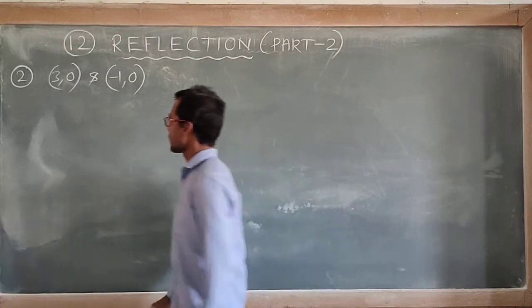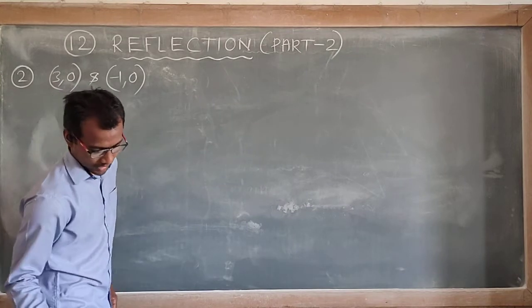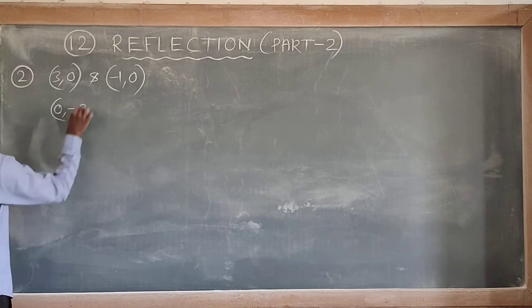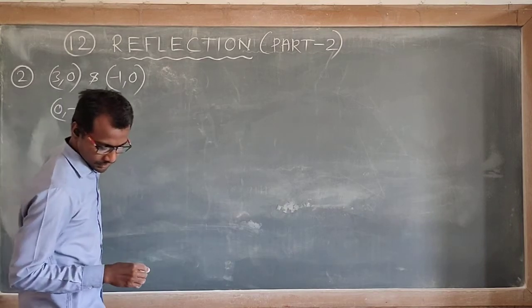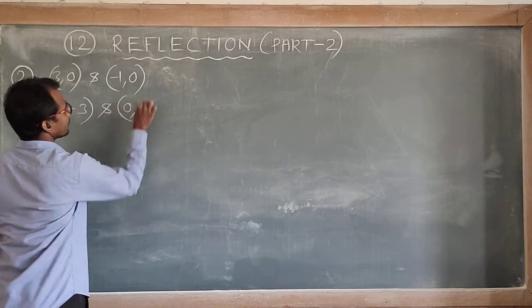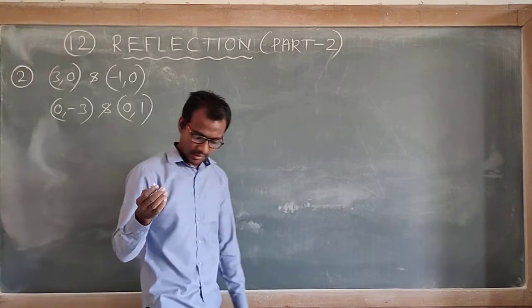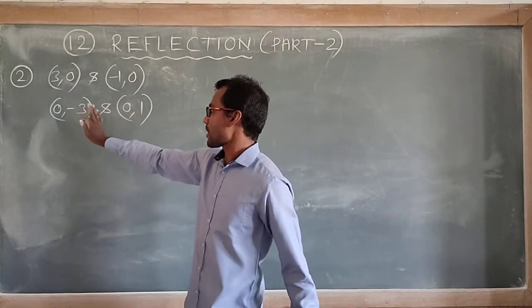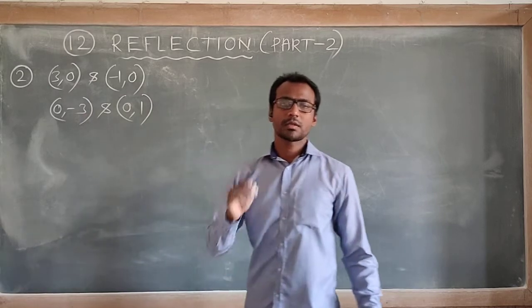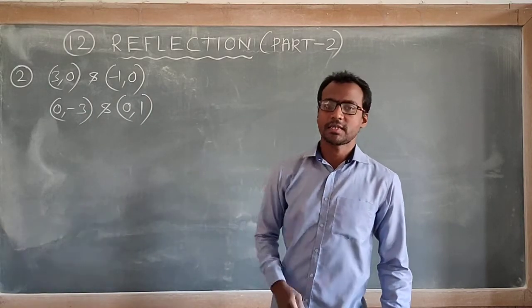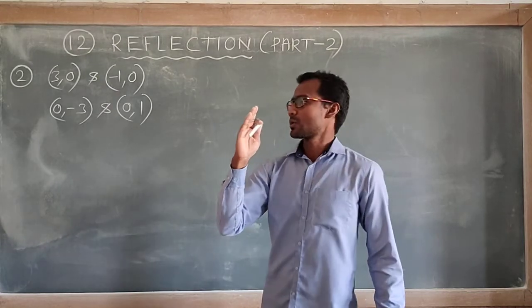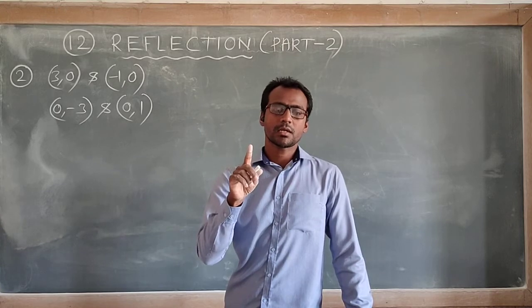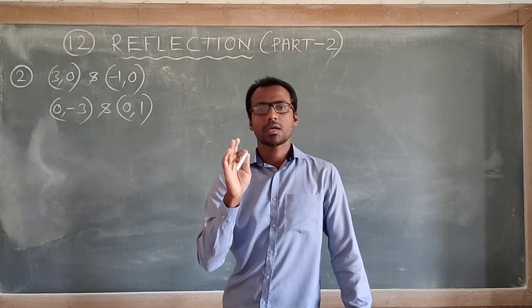Next, the other two points are 0, minus 3 and 0, 1. These two points are invariant under reflection in the line L2. Look at the form of these two points: 0, minus 3 and 0, 1. They definitely lie on the y-axis, the vertical axis, so they will be invariant under reflection in the y-axis only. That means the line L2 is the y-axis.